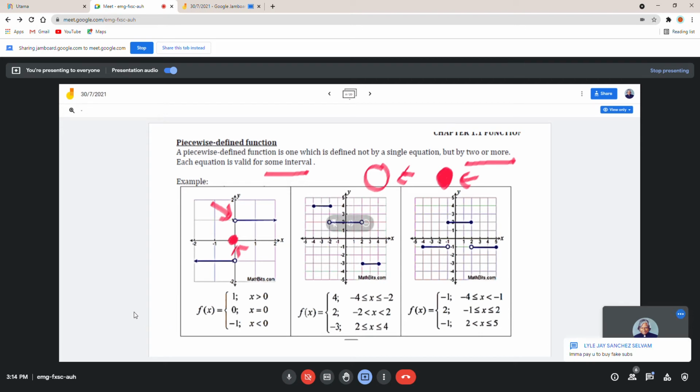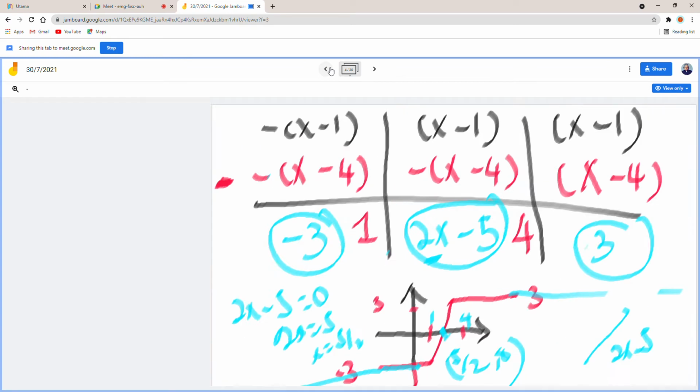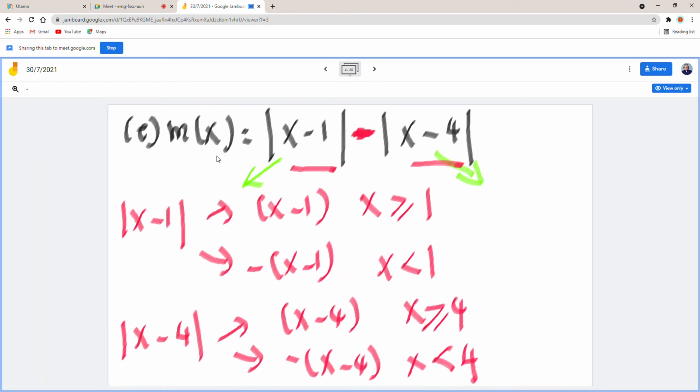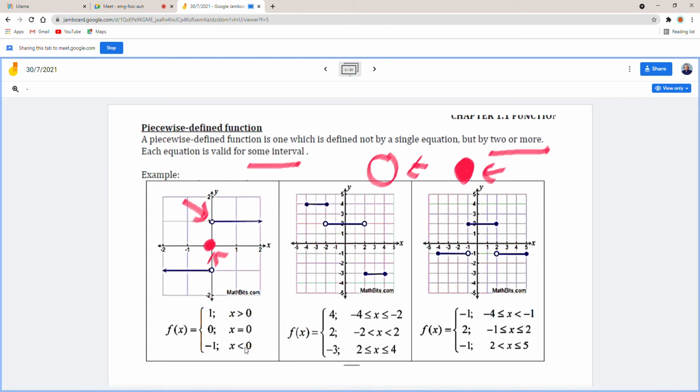Okay, let's start. Piecewise function, same as this question. But in this question you have two modulus, right? You have these two modulus. But in this question, they have already given these three equations, the piecewise function: just the equations 1, 0, and -1. And then they have certain rules for this.